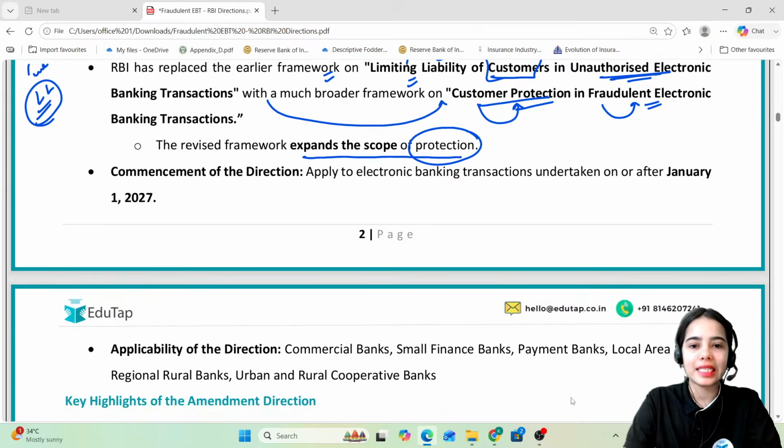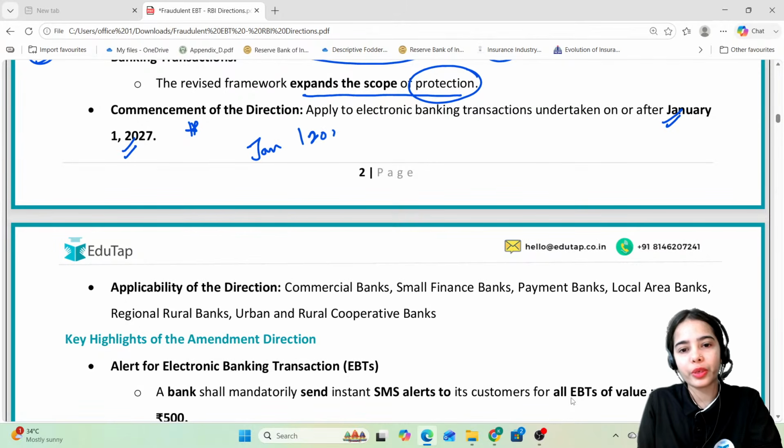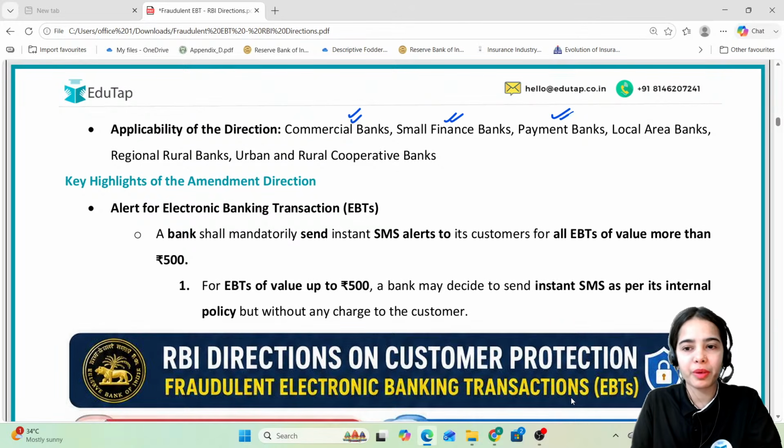These directions are applicable from January 1st, 2027. They are applicable on commercial banks, small finance banks, payment banks, local area banks, RRBs, and urban and rural cooperative banks.